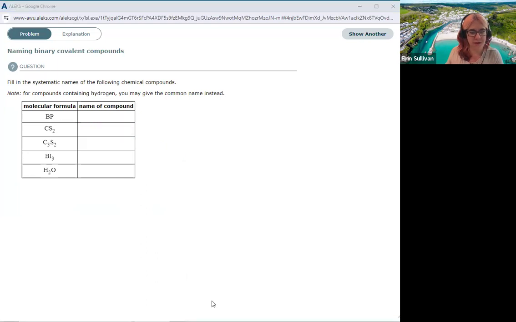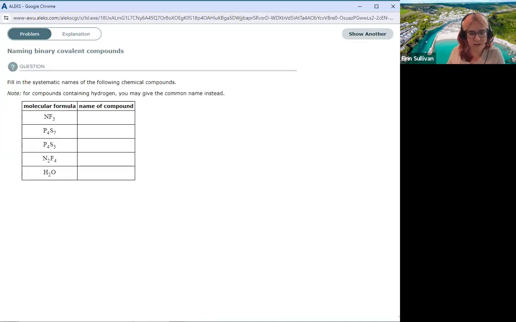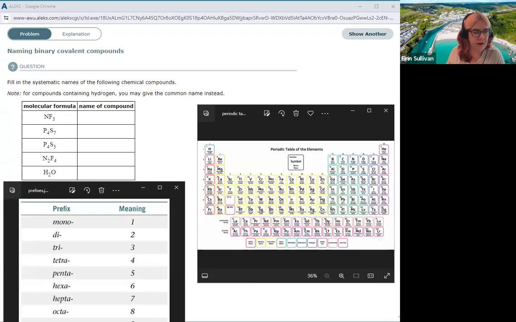Okay, so let's do another set then. Those all look a little bit too similar, so let's do another one. Okay, is that... Oh, yeah. Oh, this looks more fun. Let's do that.